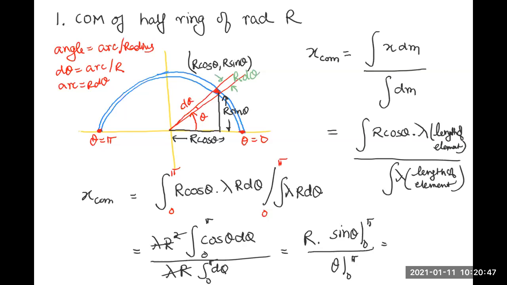Now, this is very, very weird because sine pi, that is sine 180 degrees, is 0. Okay, sine 180 degrees is 0, and sine 0 is also 0. So r into sine pi minus sine 0 divided by pi is equal to 0. So the x coordinate of the center of mass is 0. Okay? So did I do all this hard work for nothing? Well, not nothing. We learned the technique.